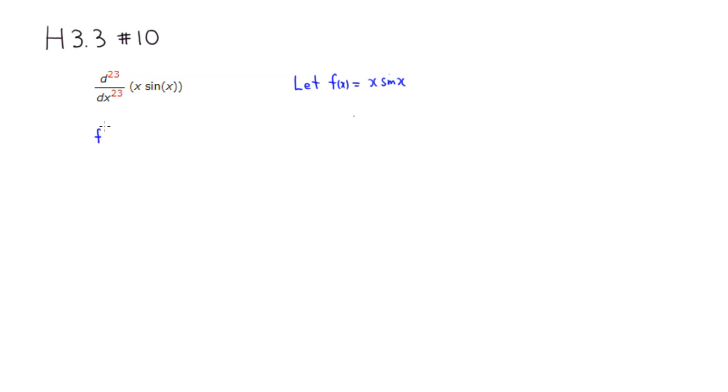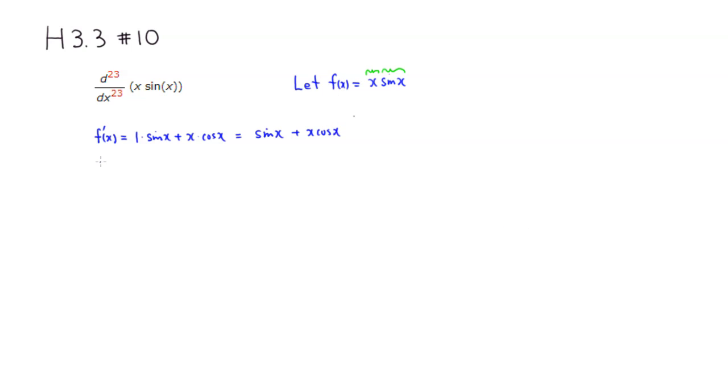First derivative, f prime of x is equal to, we're going to use the product rule. Derivative of the first is 1 times the second, sine of x, plus the first, x, times the derivative of sine of x, which is cosine of x. So if you clean it up, you're going to get sine of x plus x cosine of x. Actually, we didn't really have to do this.